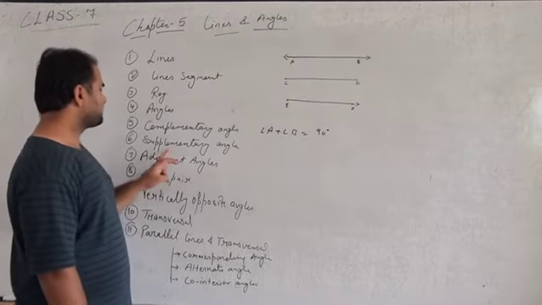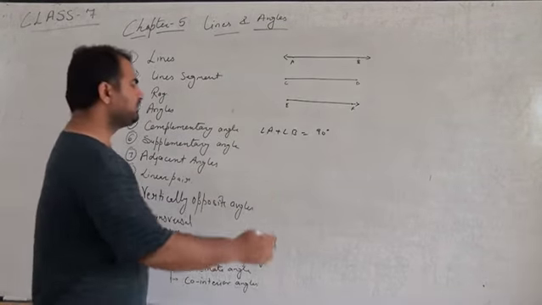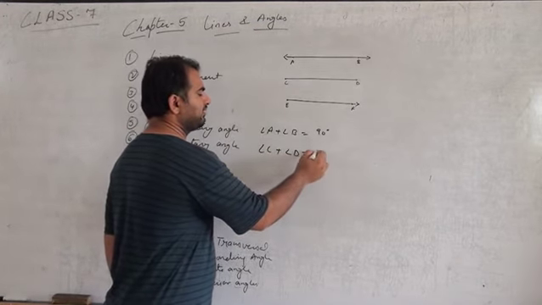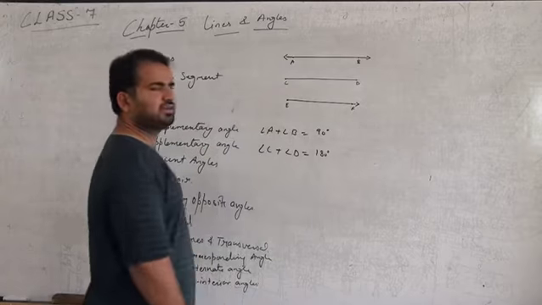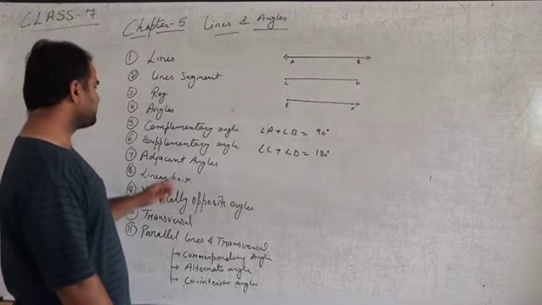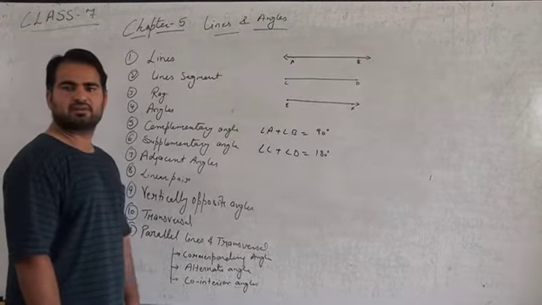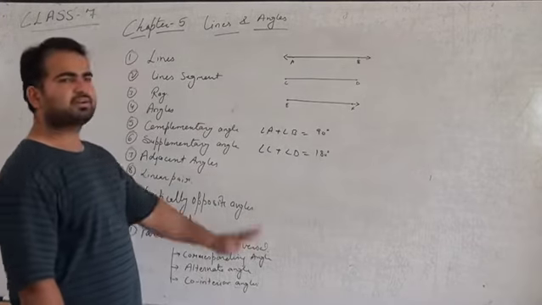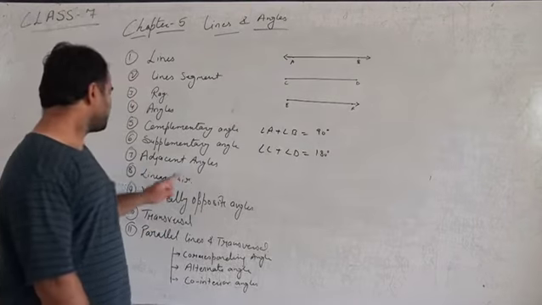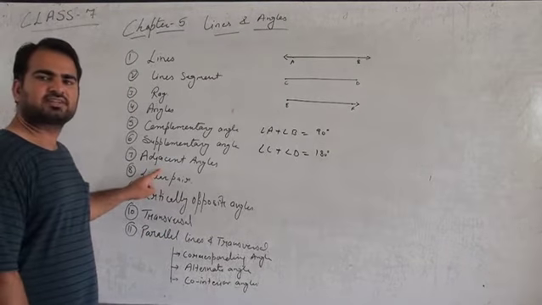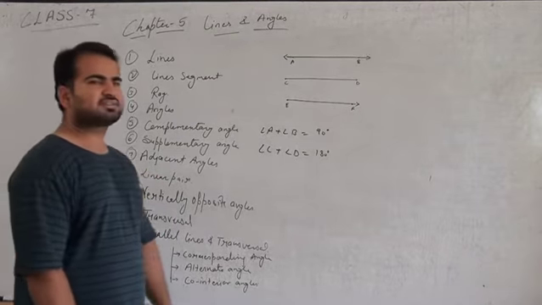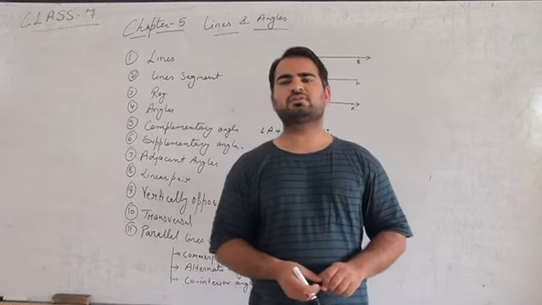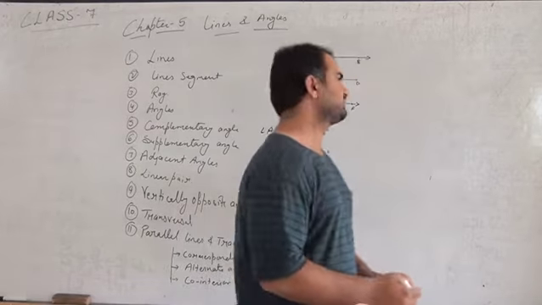Next, supplementary angles are when two angles, let angle C and angle D, make a total of 180 degrees. Two distinct angles which when added together make a sum of 180 degrees are known as supplementary angles. Seventh point is adjacent angles. Adjacent angles are two angles having a common arm and a common vertex, like this.